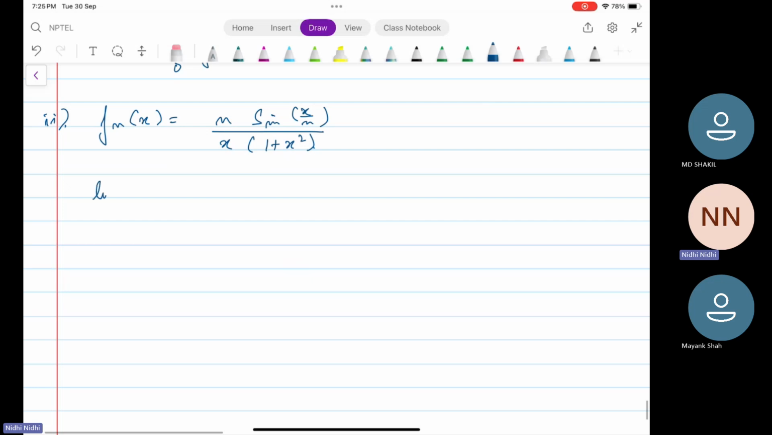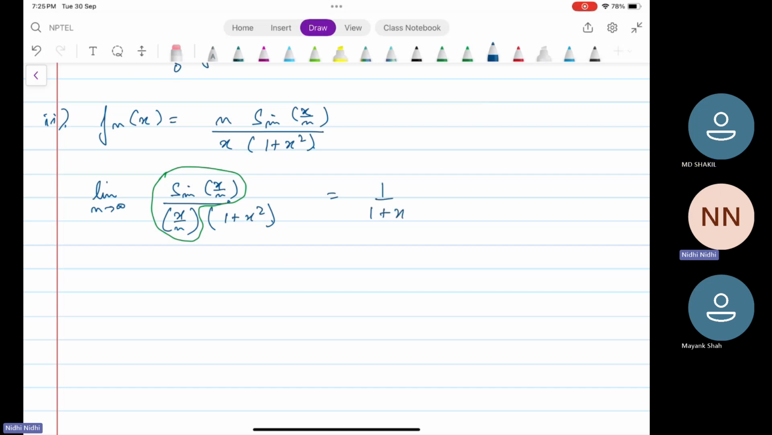We have the limit as n tends to infinity of f_n(x), which I can write as sin(x/n) upon (x/n) times 1 plus x square. We know that the first factor will tend to 1 as n tends to infinity, because as n tends to infinity, x/n is going to 0, and we know that sin(x)/x, for x going to 0, converges to 1, and the rest of the term is independent of n, so this will eventually be 1 by 1 plus x square.